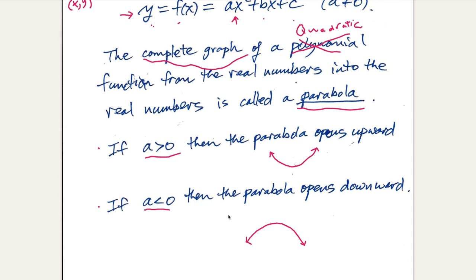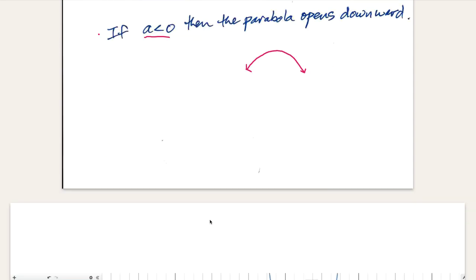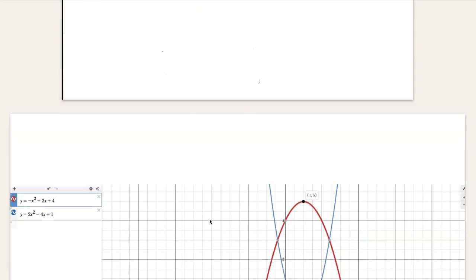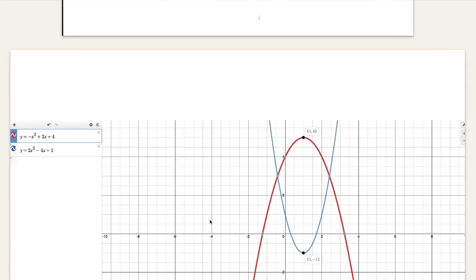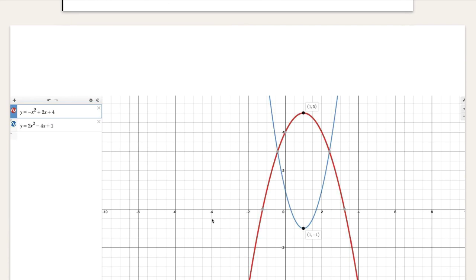Alrighty? Now let's look at some graphs from Desmos. That's just a little free graphing program online that we can use here, and I highly suggest that you do use that. I'll probably do a video on that later on and show you guys the wonders and benefits of Desmos.